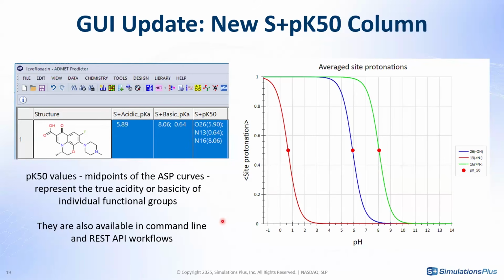These values have been available in the command line and in the REST API, but they've been somewhat buried within the ADMET Predictor user interface. So now we've exposed them in their own column. I believe when you double click on this column, it opens up a display maybe similar to this one. So it's very convenient to visualize.